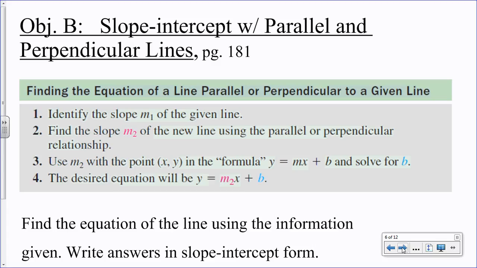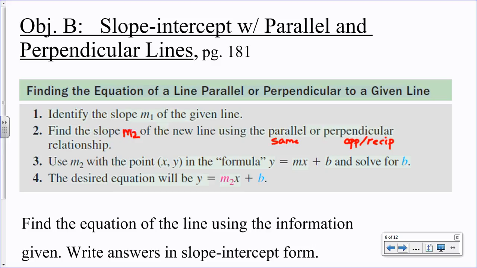Once you know the slope of your given line, then you want to decide the slope for your new line. If it's parallel, the slope would be the same. If it's perpendicular, then it would be the opposite reciprocal. We just call that one M2. So that's the parallel perpendicular relationship. Parallel, it's the same. Perpendicular, opposite reciprocal.